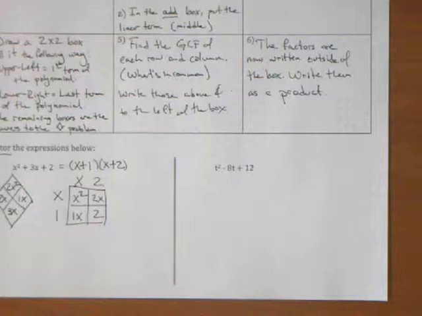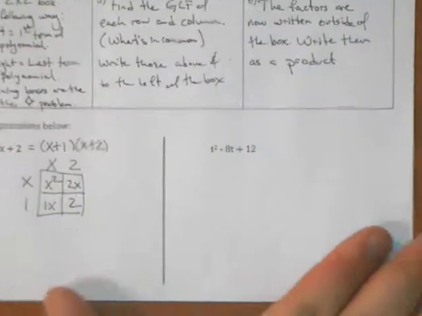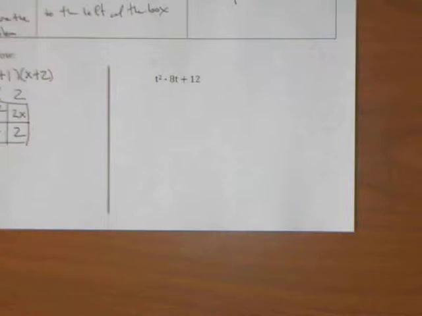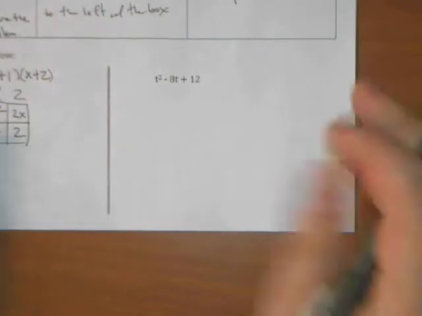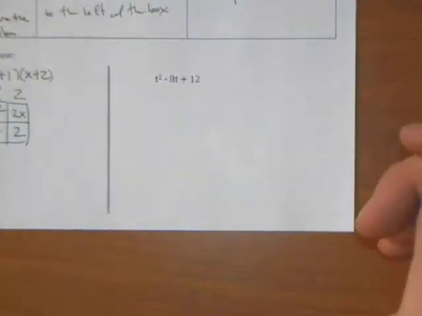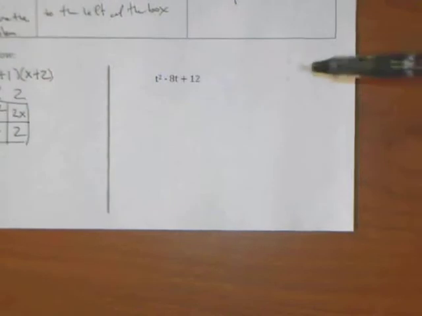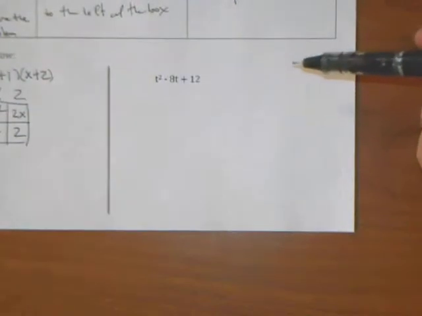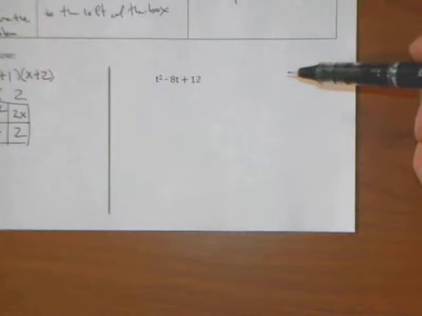We do need to know the method. Let's try one. I'll zoom in a little bit. I want to try to factor t squared minus 8t plus 12. What's the first thing I need to do if I'm going to use this method? It is not make a diamond. Always check that. That'll make your life much easier down the line.